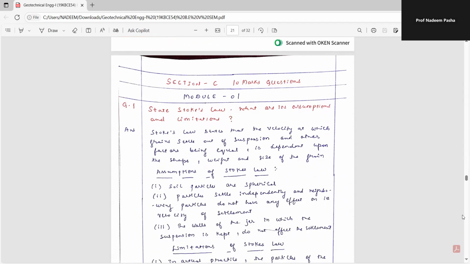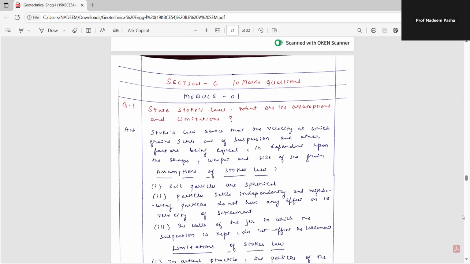Now we will go to 10 marks questions. State Stokes law. What are the assumptions and limitations? So Stokes law states that the velocity at which the grains settle out of suspension, other factors being equal, is dependent upon the shape, weight, and size of the grain. So what does Stokes law state?